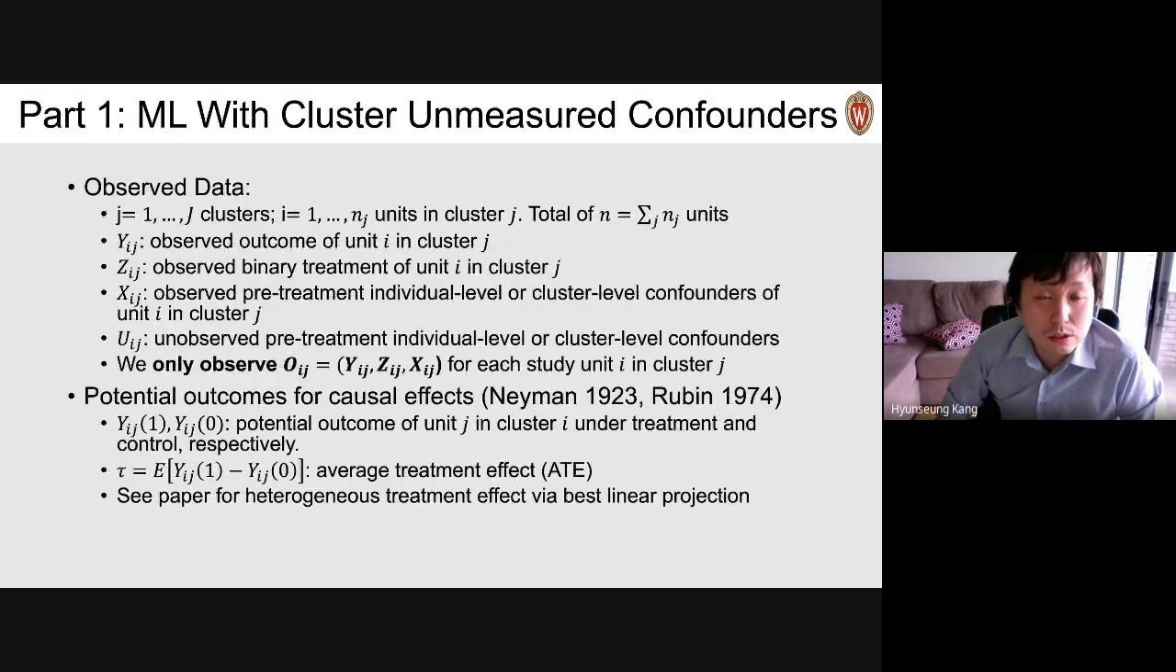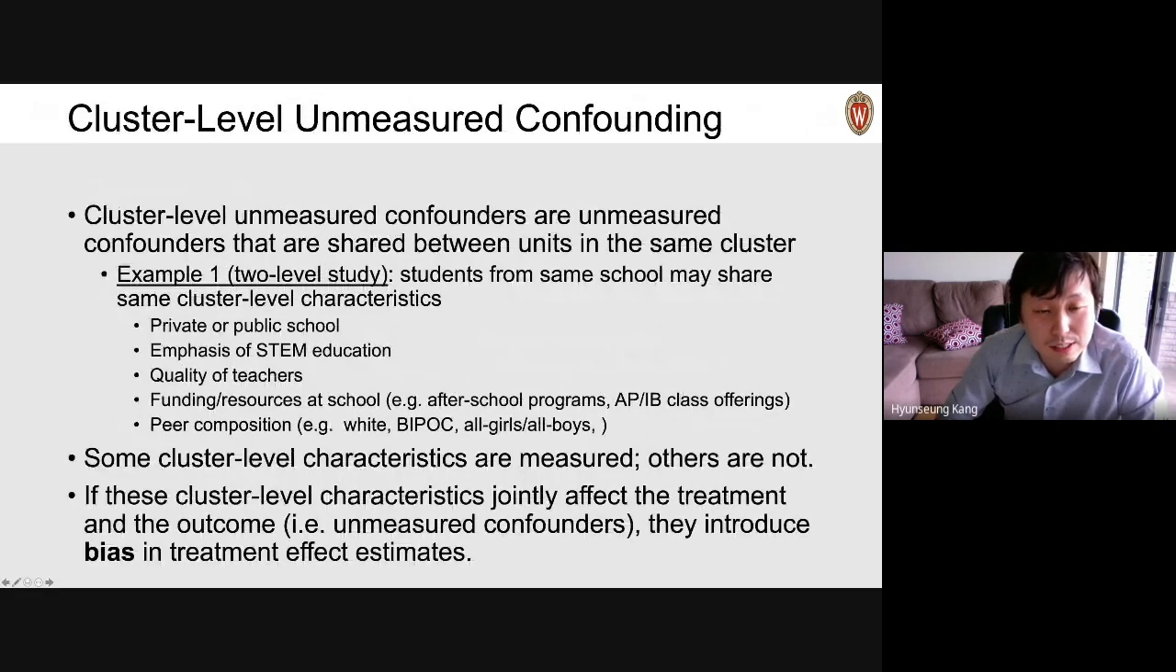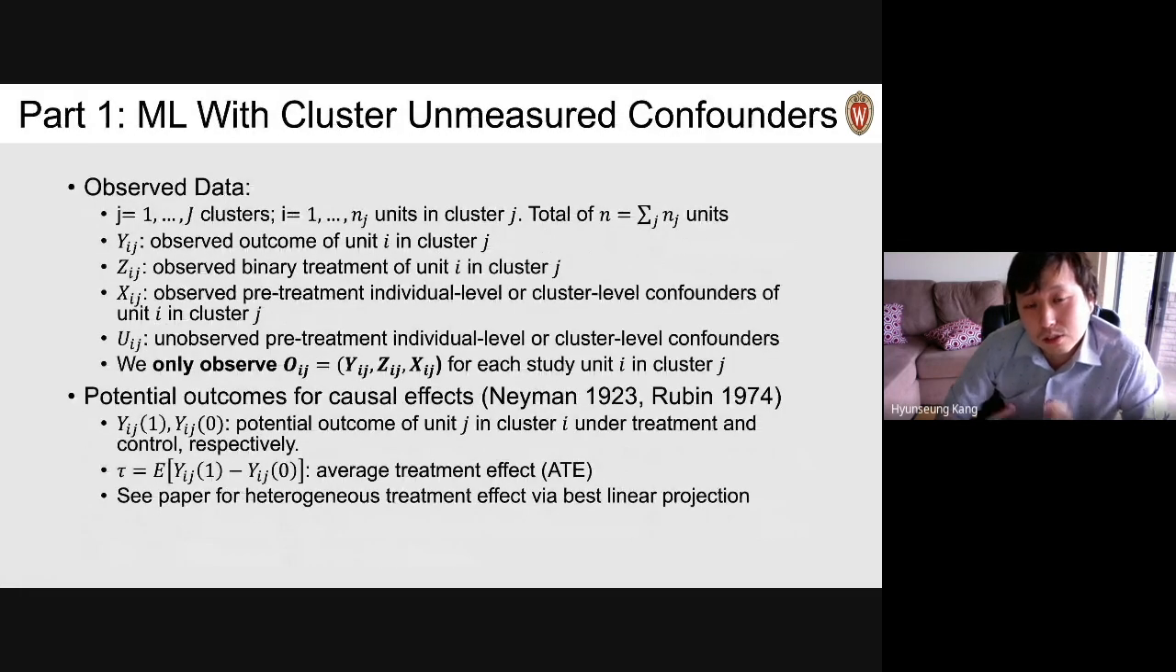Alrighty. So part one of my talk will be dealing with machine learning estimates, and how you deal with the fact that some of these variables may not be measured or may be very difficult to measure in real life. So first, just some notation here. For the observed data that we get to observe, I'm going to index clusters by j as before. i is going to index the units per cluster. There's going to be a total of n units per cluster.